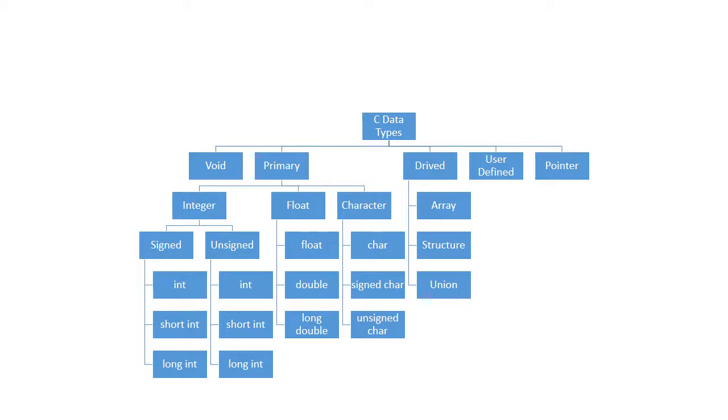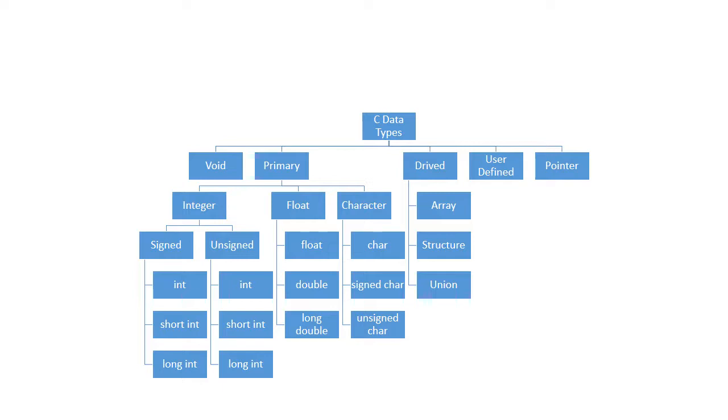So inside integer you can have signed and unsigned. Signed means the integer is positive or negative. Unsigned means we are only considering the positive integers. Then within that we can have int, short int, long int, and short int, long int for unsigned as well. So basically int stores integers, short int stores integers of smaller size than int, then long int stores higher values of integers.